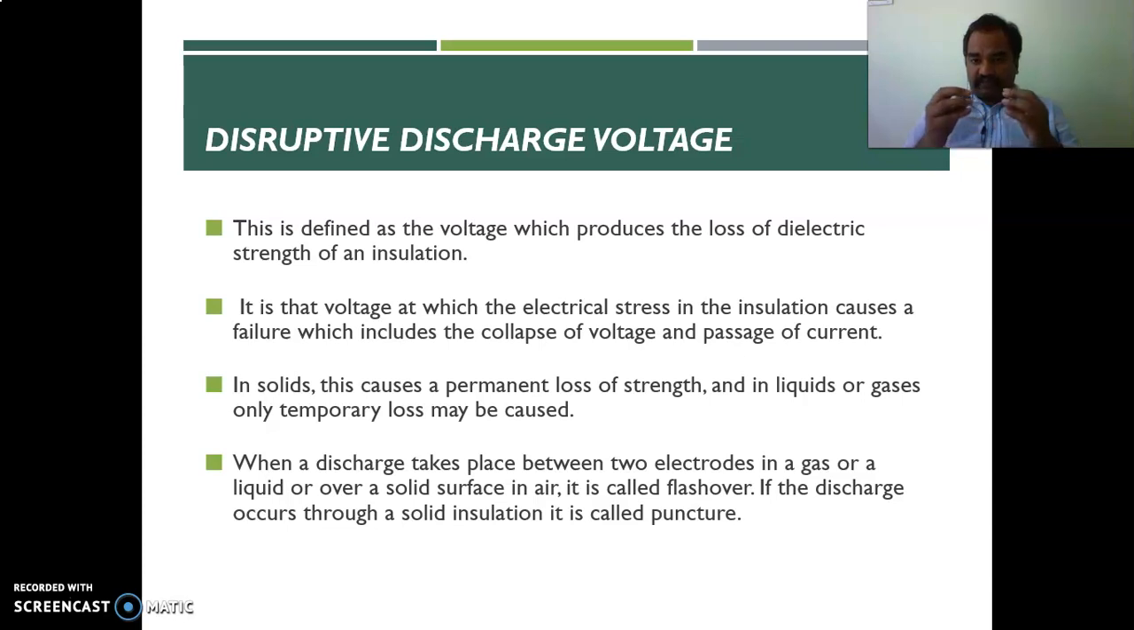So this type of discharge which takes place between two electrodes in a gas, in air, or in a liquid material is called flashover. If it happens in a solid, it is called puncture. So two different terms. One is flashover, which is basically visible and generally observed in liquid and gaseous dielectrics. The other one is puncture, which is commonly observed in solid dielectric materials.